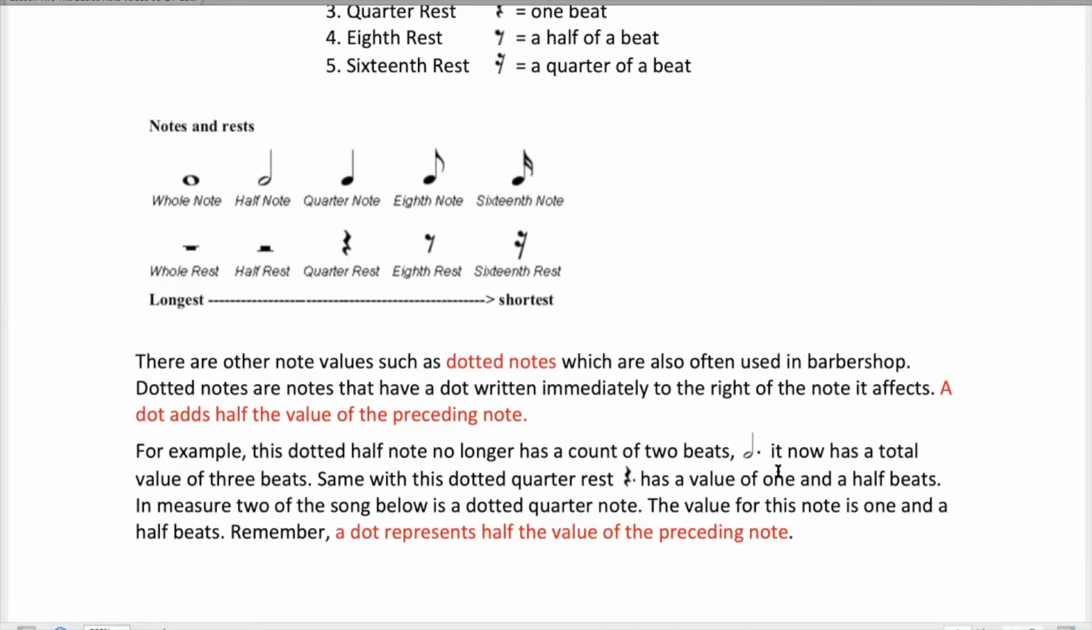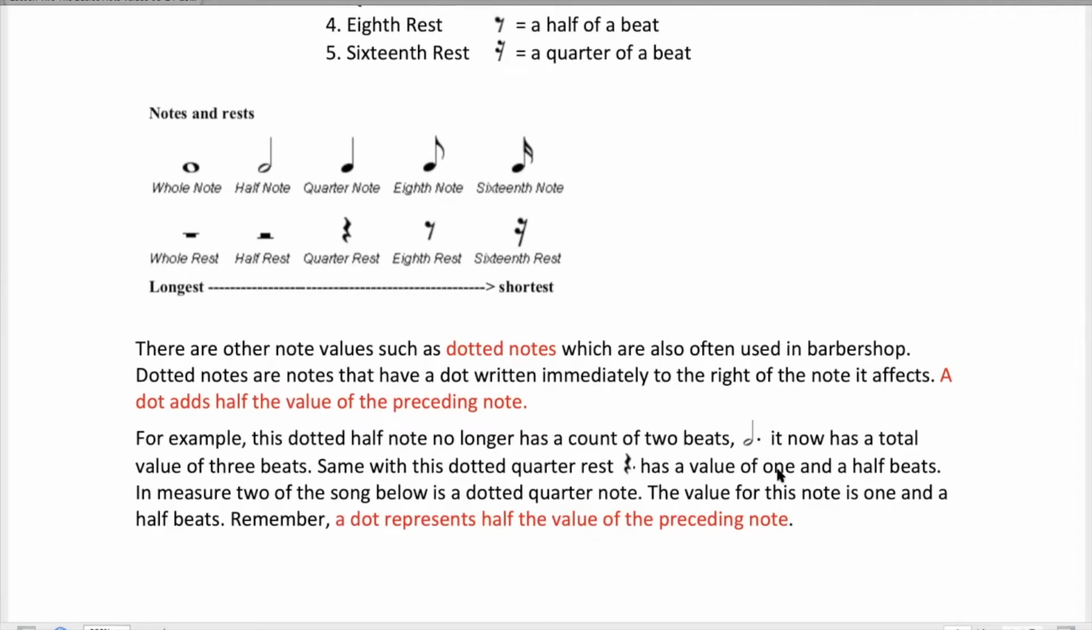For example, this dotted half note no longer has a count of 2 beats. 1, 2, which is a dot, which would be a standard half note. For a dotted half note, it would count as 3 beats because it is telling us that it is now adding half the value of the note that is being represented. So instead of 2 beats, it is now 3. 1, 2, 3. Same with this dotted quarter rest. It has a value of 1.5 beats.